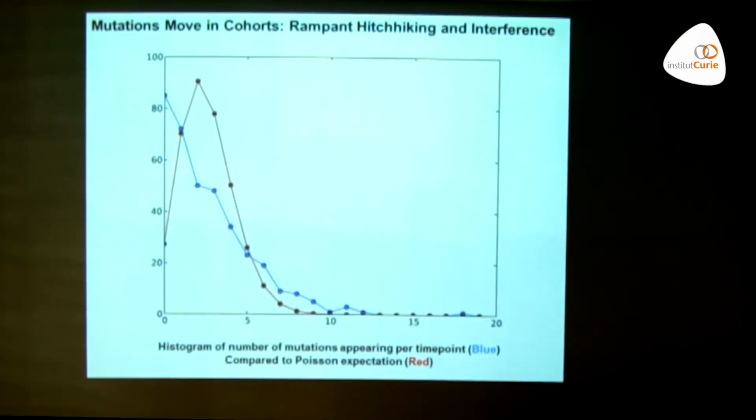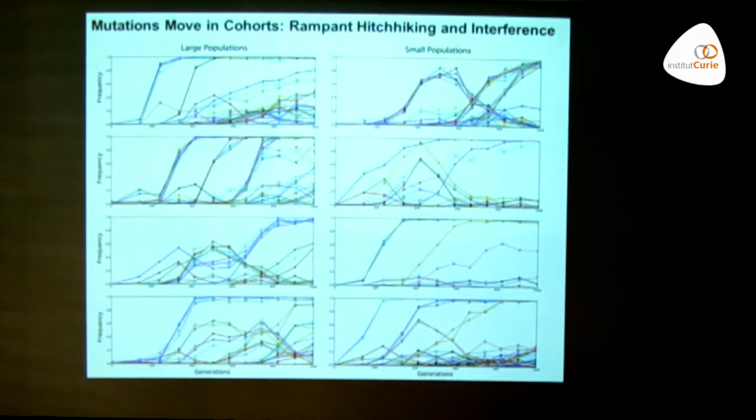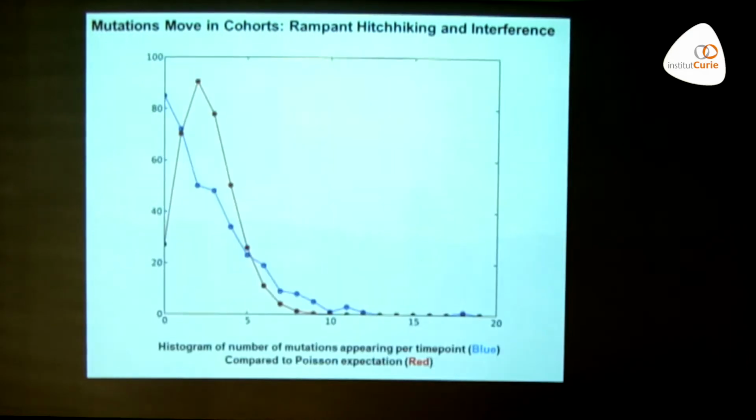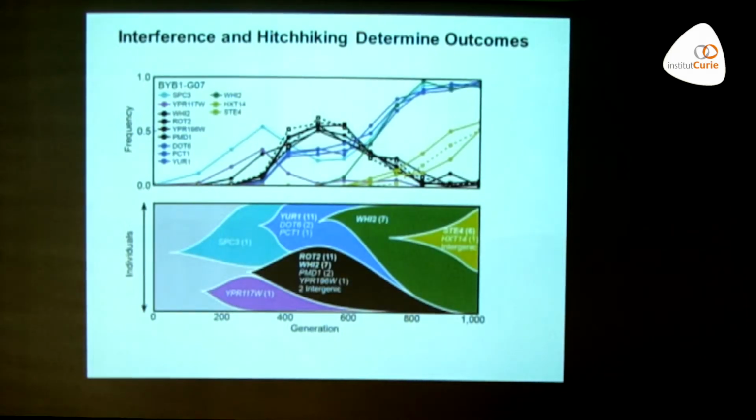I'm not going to really get into this, but the point is that this clustering is not just something that you're seeing by eye. They're really groups of mutations that come up together, much more than you would expect by chance.